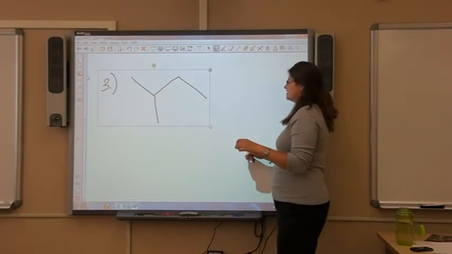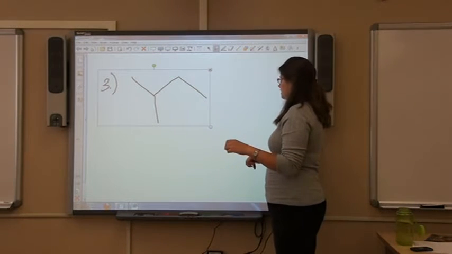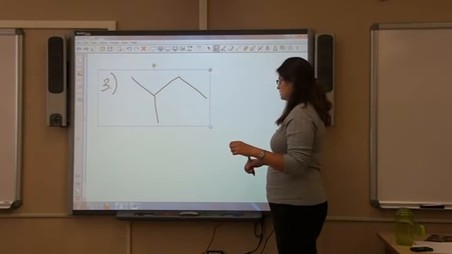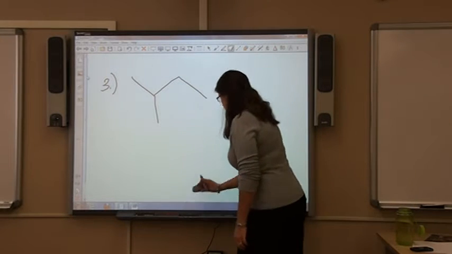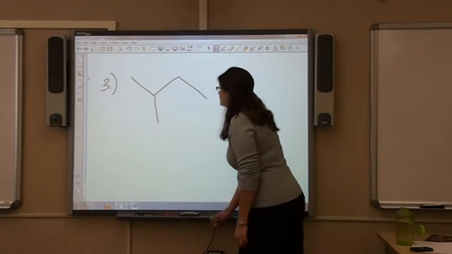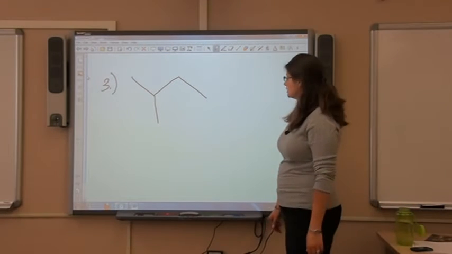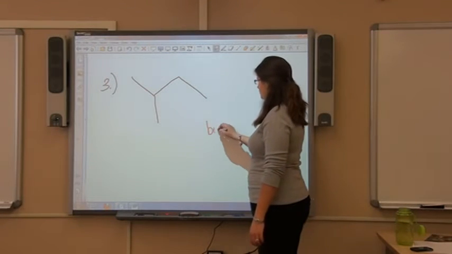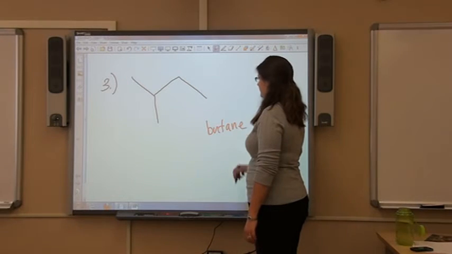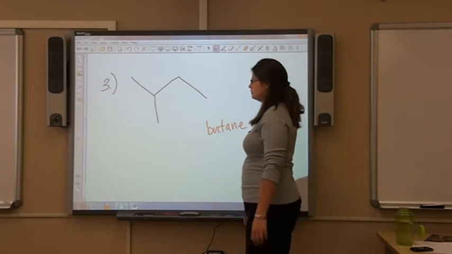Okay, so here is number 3. So let us start with number 1. We have to identify the longest carbon chain. And I'm just going to use the linear carbon chain. That's 4, so we have butane. Then we have to number.